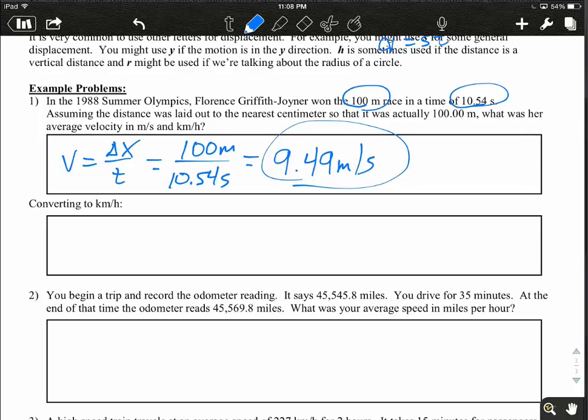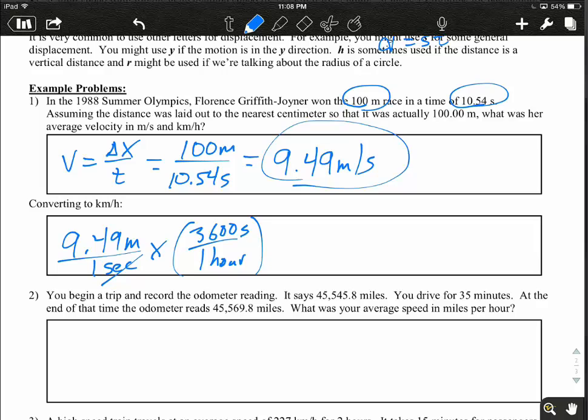If they did want you to convert it to kilometers per hour, this is just a little example of what you did in chemistry when you're doing stoichiometry, when you're doing conversions. You go 9.49 meters in 1 second. So if we were going to convert that, we know that there is 3,600 seconds in 1 hour.